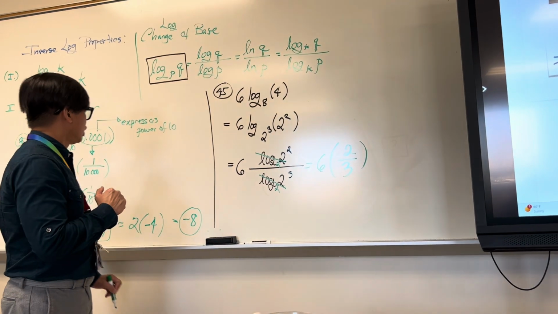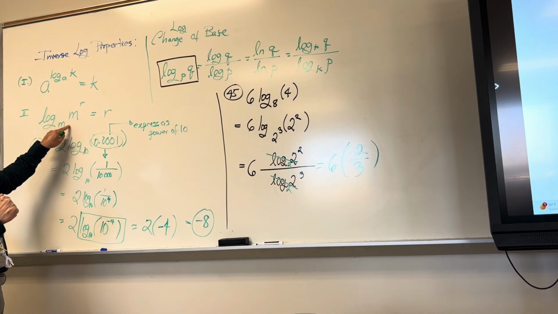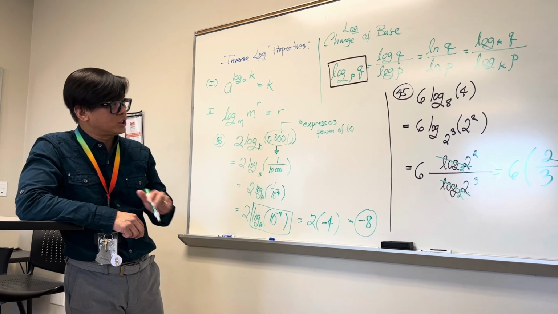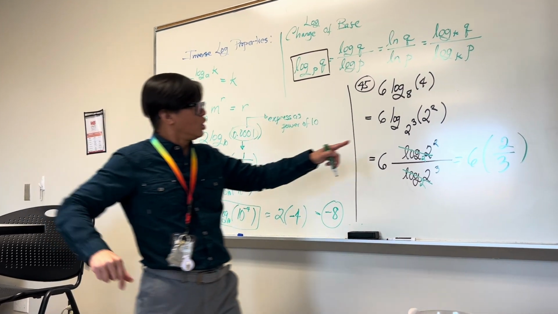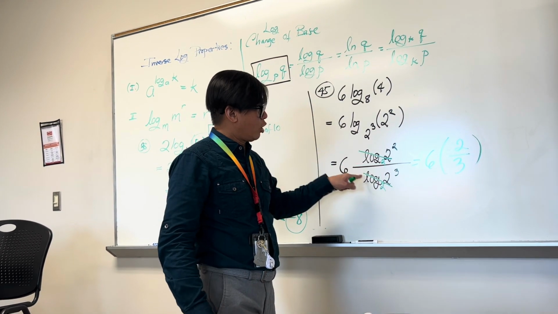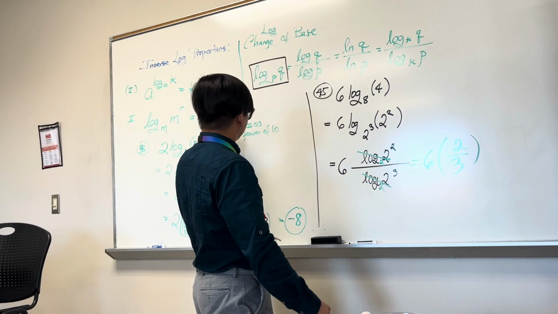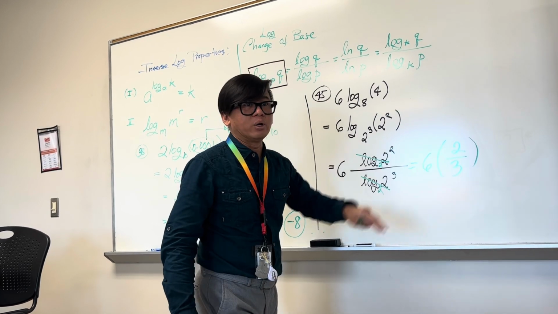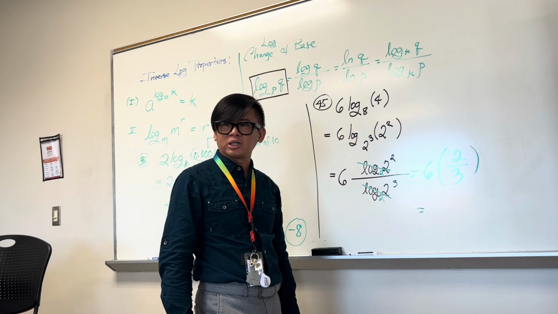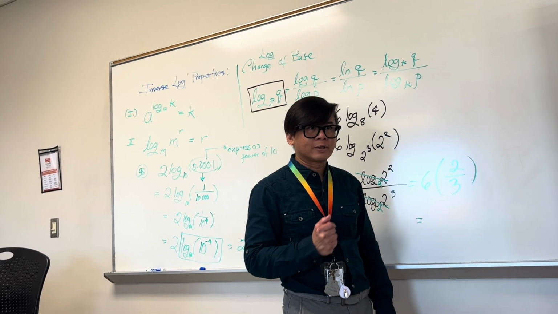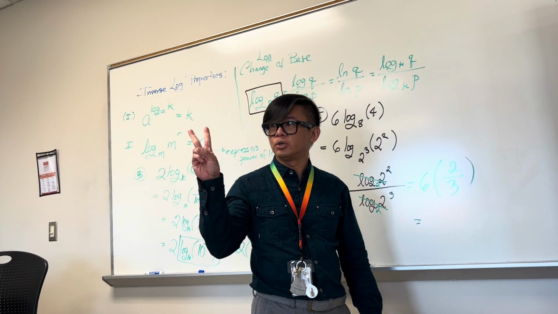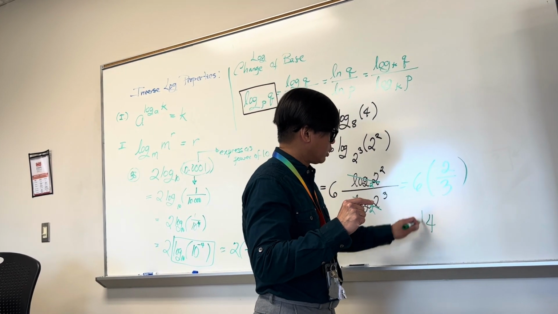Once again, we are using the inverse log rule. Are we good? Log 2 squared on top, log 2 cubed below. The log 2's will cancel, so the 2 and the 3 will remain, and we just multiply by 6. So what's the final answer? 4. Very good. 6 divided by 3 is 2, times 2 is equal to 4.